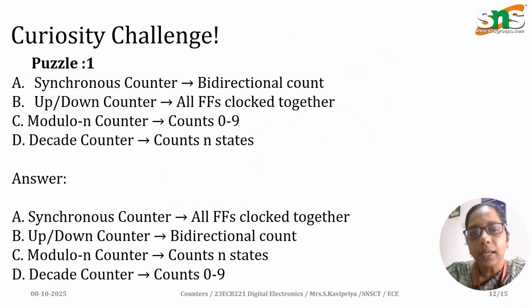Next is an activity, which is a puzzle, a match the following. In a synchronous counter, all the flip-flops are clocked together; a common clock pulse is given to all the flip-flops. A synchronous up-down counter is a bidirectional counter. It can count upwards as well as downwards. A modulo n counter is used for counting up to n states. A decade counter is a mod 10 counter. It can count up to 10 states, starting from 0 and ending with 9, and then starting again from 0.